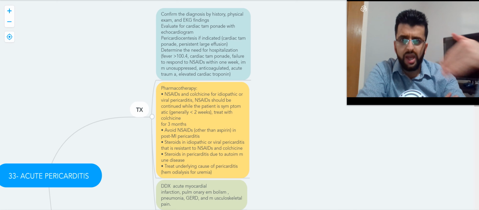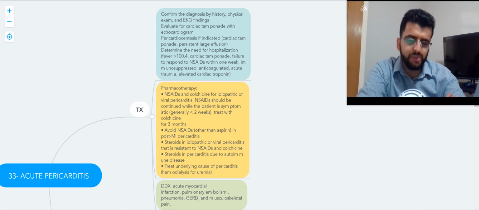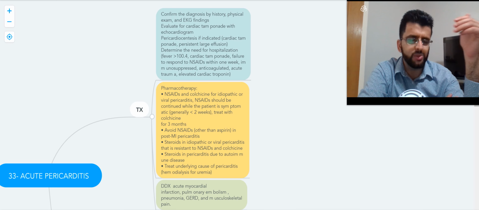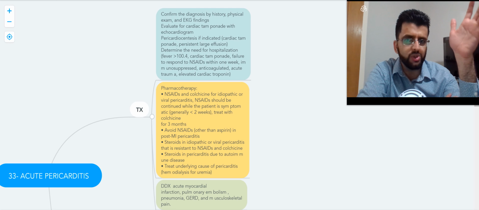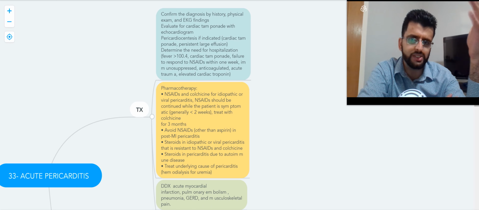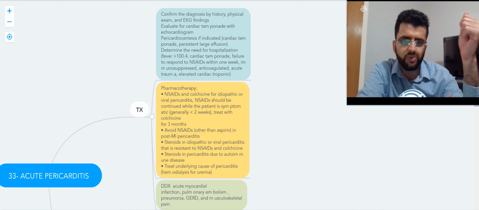So if the patient doesn't have any of that, you just manage him. You give him non-steroidal anti-inflammatory drug and colchicine for idiopathic or viral pericarditis. Okay, and the patient should be continued on non-steroidal as long as he's symptomatic, usually less than 2 weeks. Okay, and you treat with colchicine for 3 months.